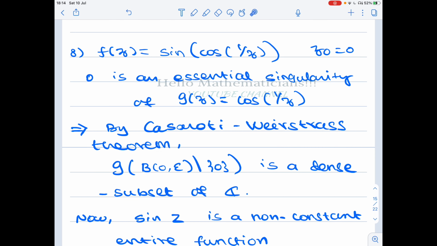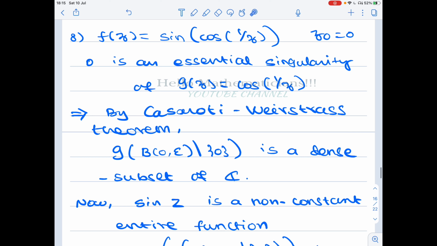Let me phrase again. Suppose 0 is an essential singularity of a function g, then the image of any deleted neighborhood of 0 will be a dense subset of C. Therefore, since 0 is an essential singularity of cos 1 by z, if you take the image of any deleted neighborhood of 0, it will be a dense subset.